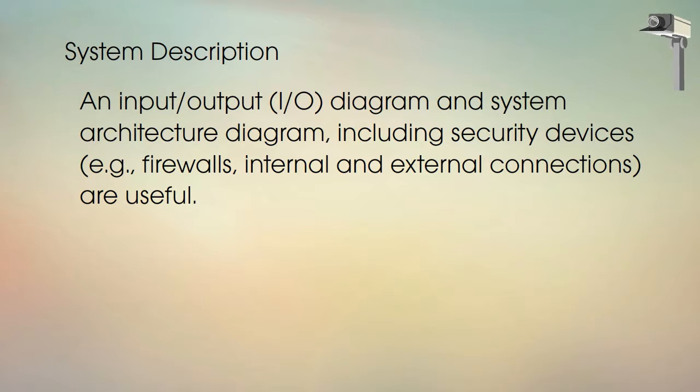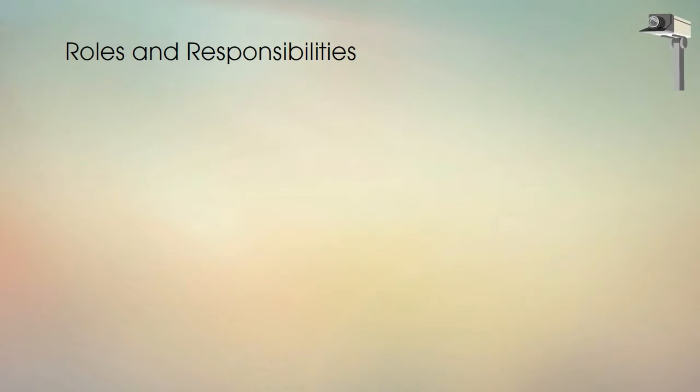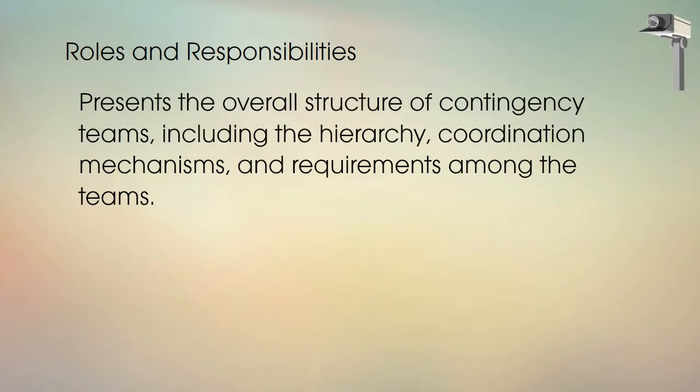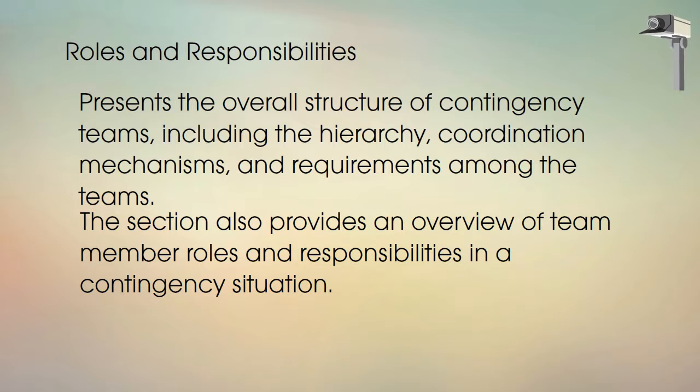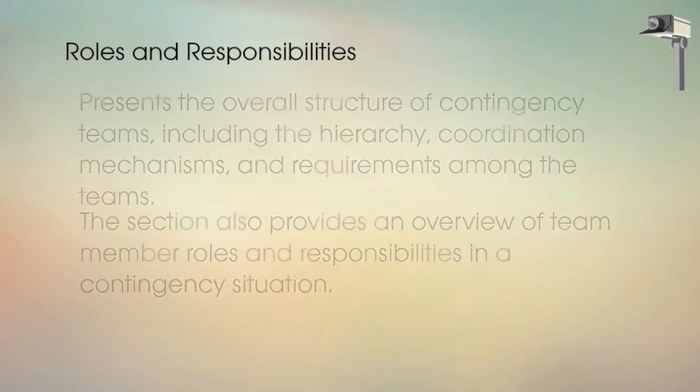System description. An input-output diagram and system architecture diagram, including security devices, firewalls, internal and external connections, are useful. Roles and responsibilities. Presents the overall structure of contingency teams, including the hierarchy and coordination mechanisms and requirements among the teams. The section also provides an overview of team member roles and responsibilities in a contingency situation.